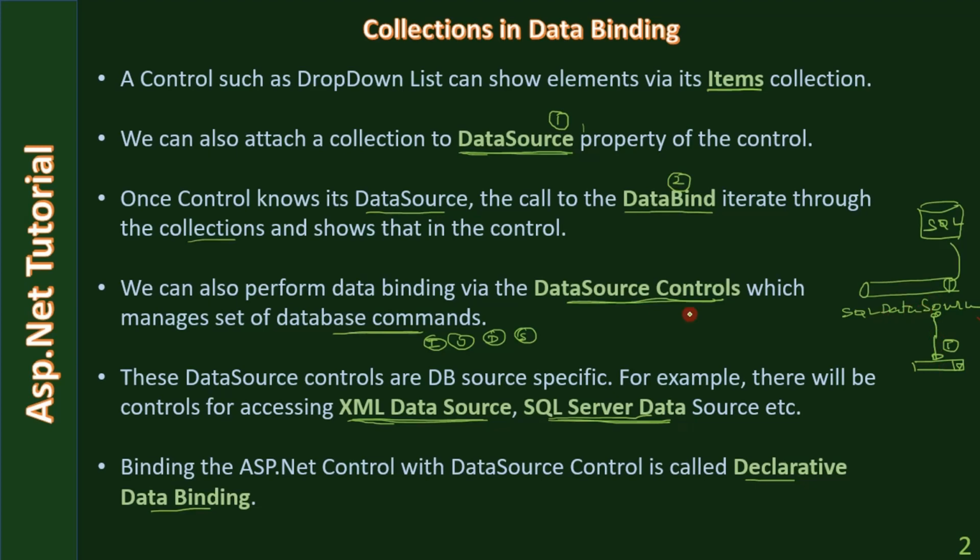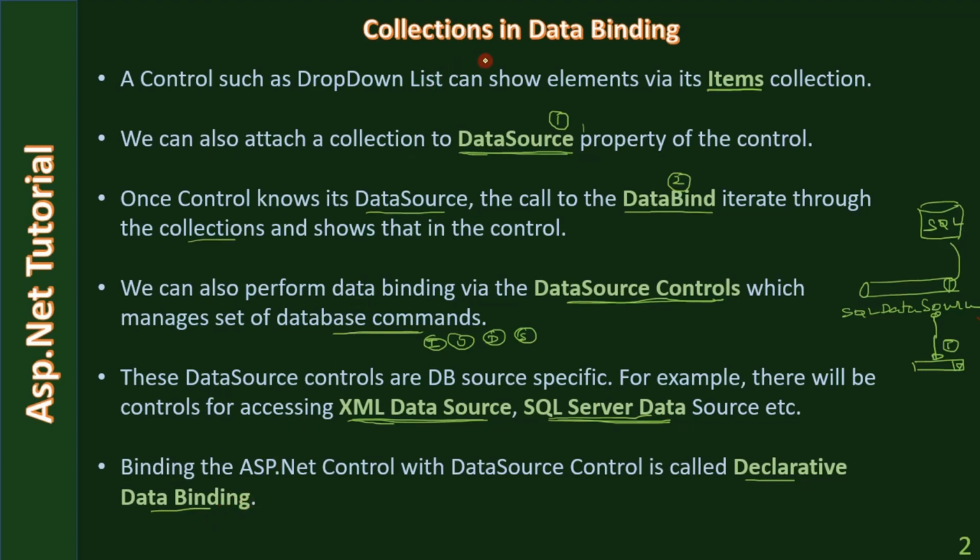And since SQL data source knows the insert, update, delete commands, it knows what data to fetch and it will display that in the corresponding combo box or drop-down list. So that's what we are saying here: binding the ASP.NET control with the data source control, which is an example of a data source control, is called declarative data binding.